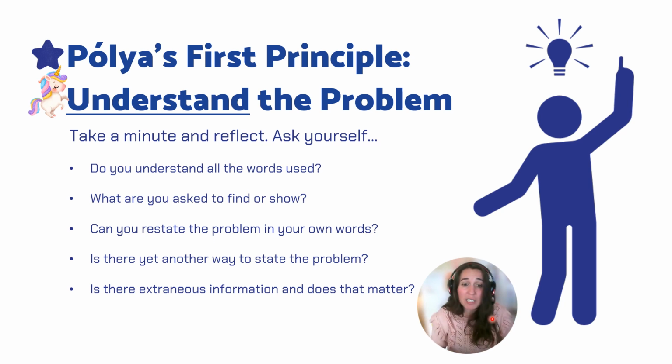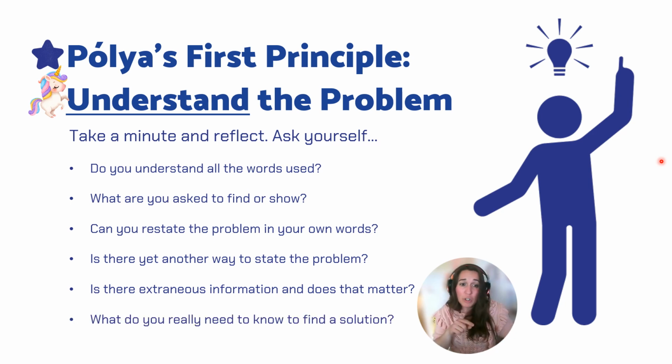This one's also really important. Is there extraneous information, and does that matter? And that goes back to making sure they understand what they're being asked to find or show, because they're going to be given a whole context, and they're going to need to be able to understand, oh, if this is what I'm being asked to show, I don't need that piece of information to actually answer this question. And so they can start to go through and pick and choose what they need and what they don't need.